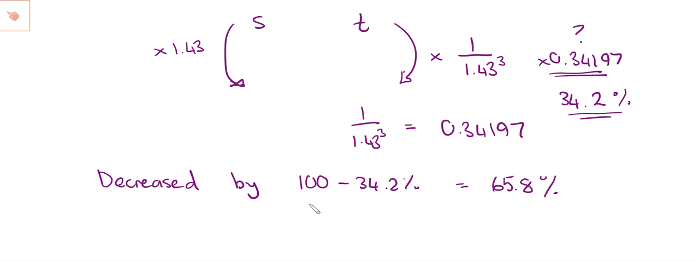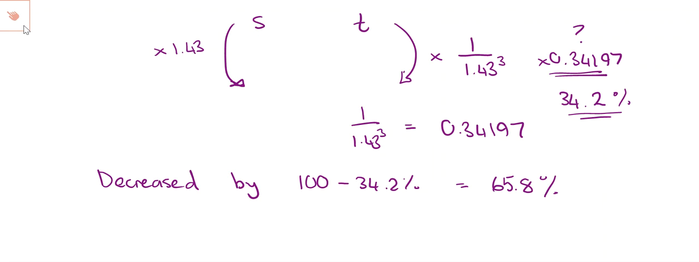So that's the final step, is interpret what that says. So I figured out that it is multiplied by 0.34, which means it is 34% of what it was, which means it's a decrease of 65.8%. Okay? Make sense? Yeah? Quite simple now, isn't it?